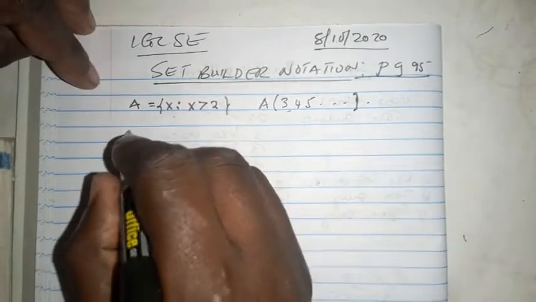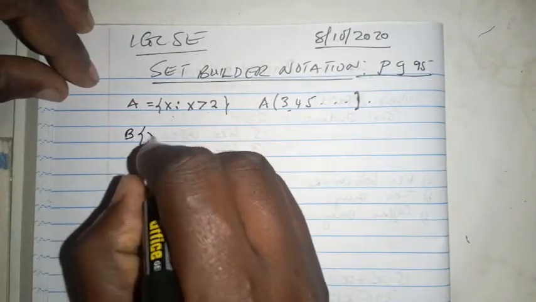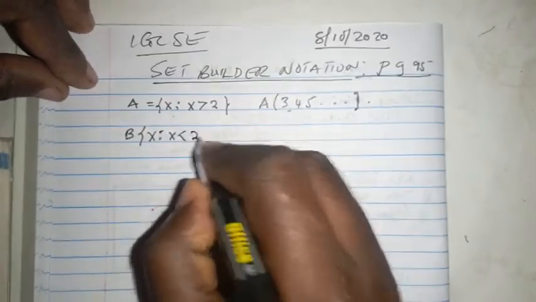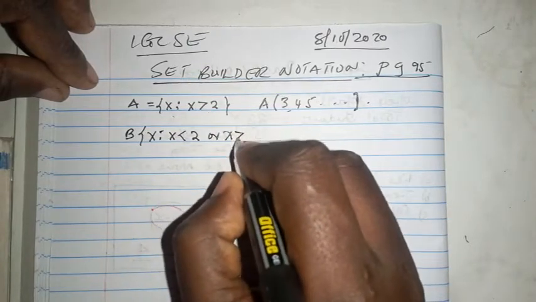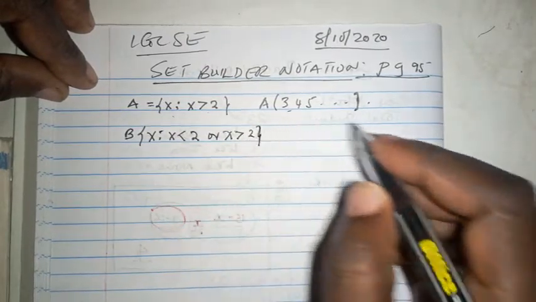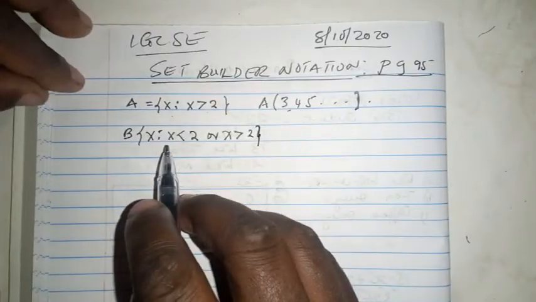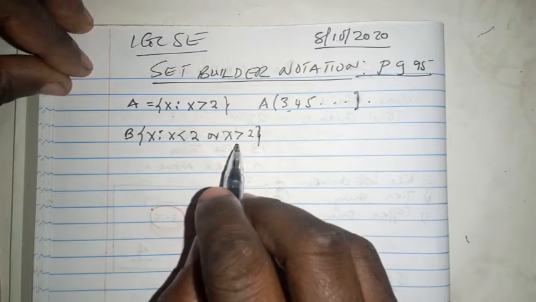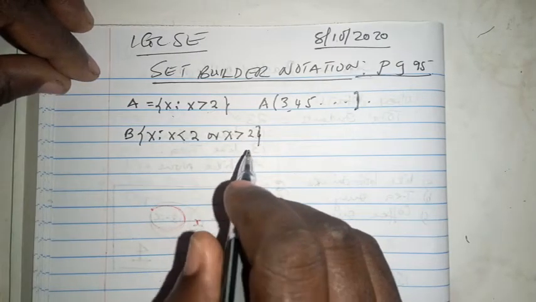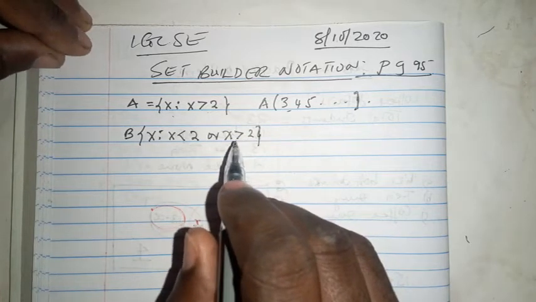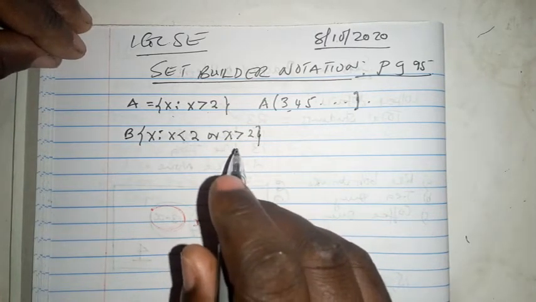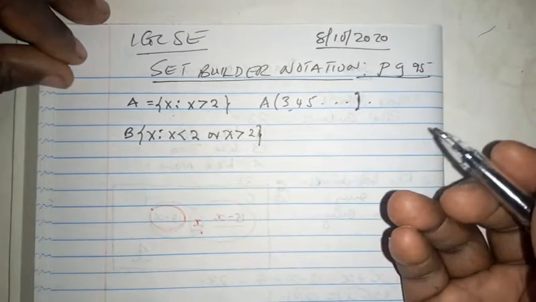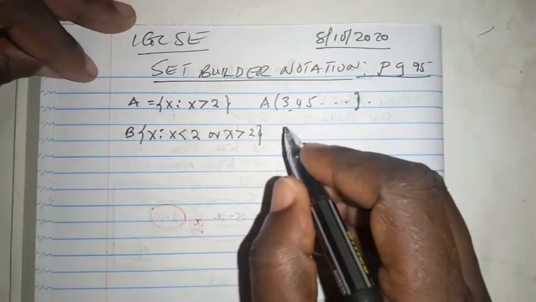If you talk of something like B, which is another value of x, where x is less than 2 and x is greater than 2, we have to look for numbers that are less than 2 and at the same time greater than 2. There is no number that is less than 2 and at the same time greater than 2. It cannot be the same number.